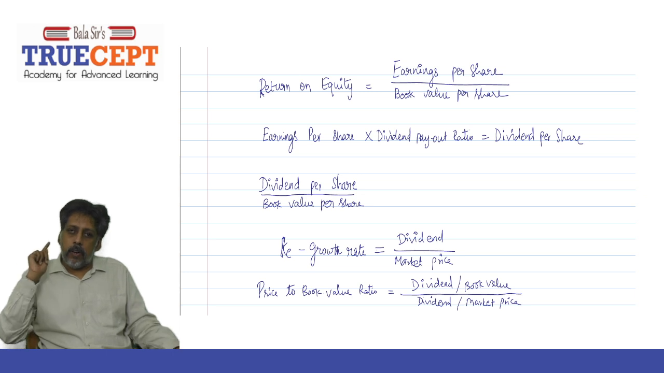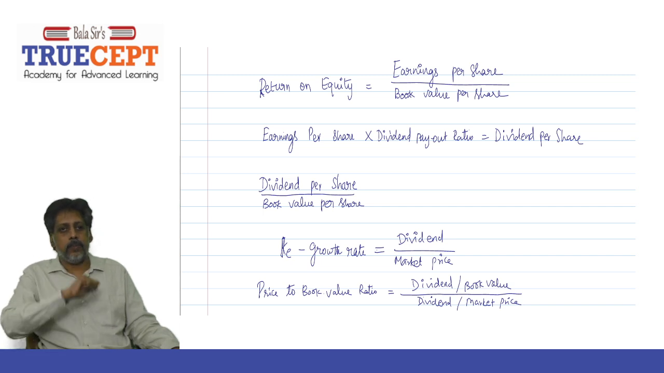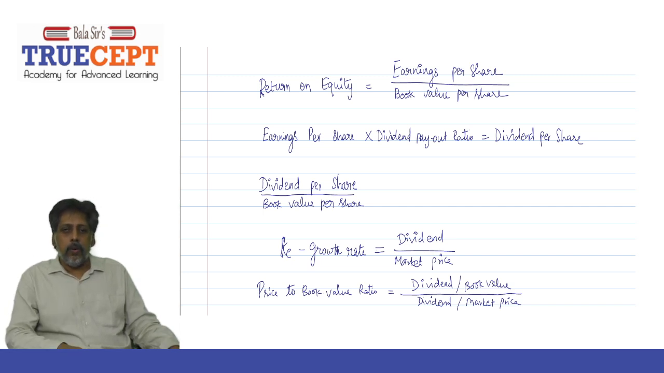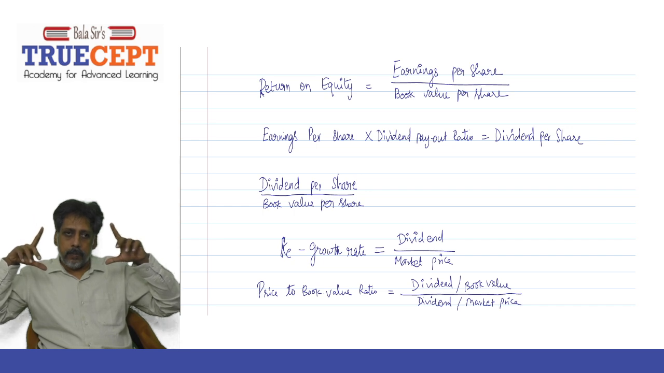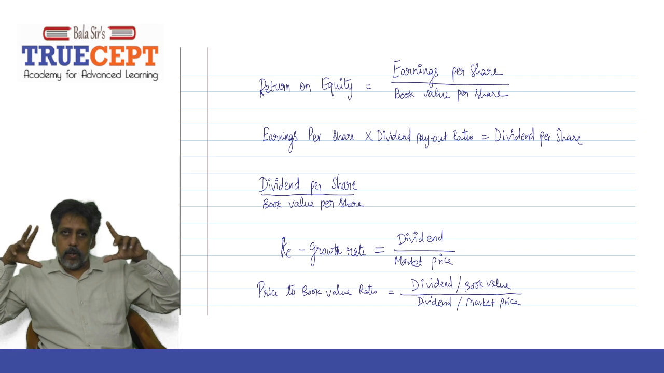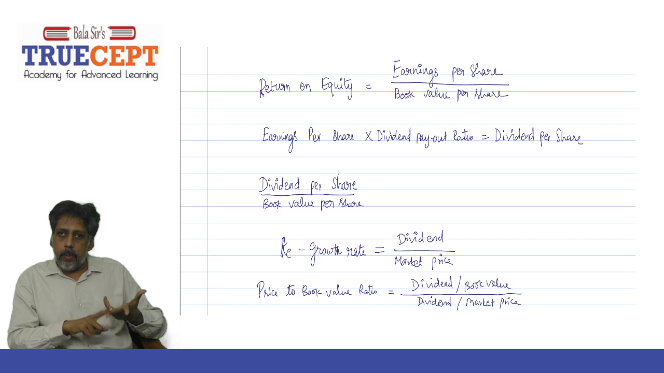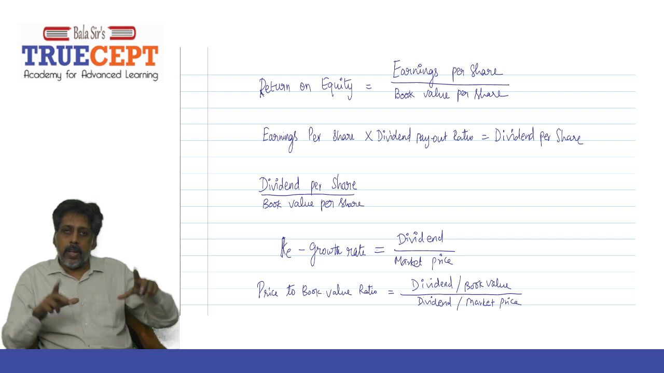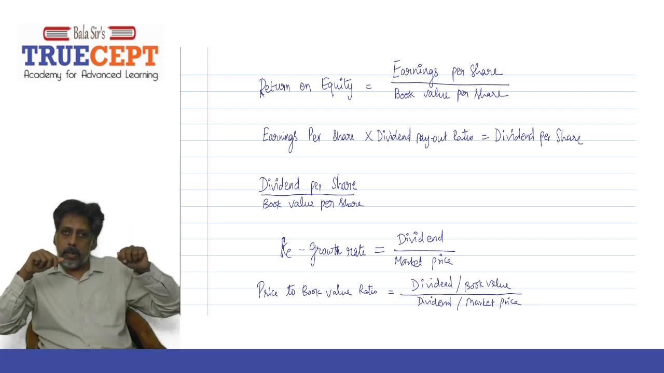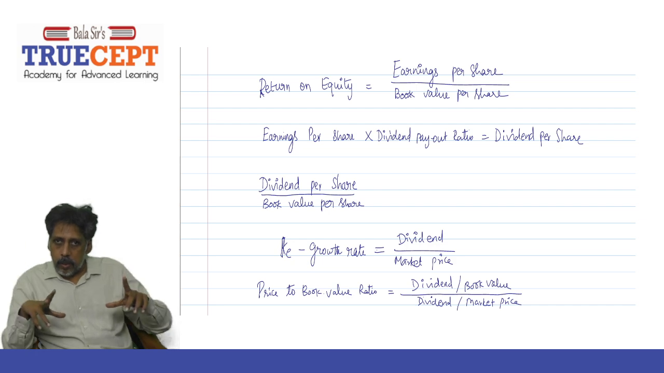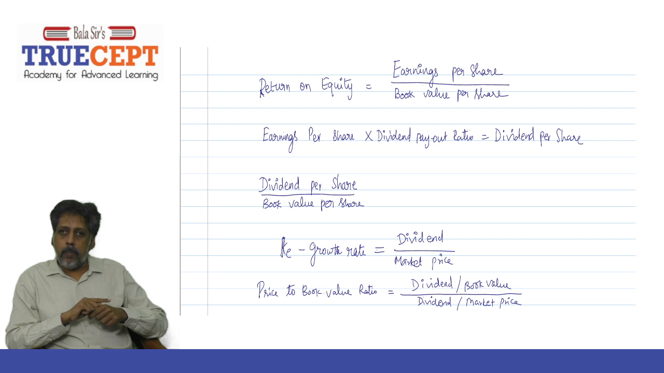Example, 11.04. Guys, use a calculator. So it is 11.04 rupees into 54.35%, which gives you 6 rupees. When I do return on equity into dividend payout, I end up with dividend per share by book value per share. When I take earnings per share into dividend payout, I'll get dividend per share divided by book value per share.